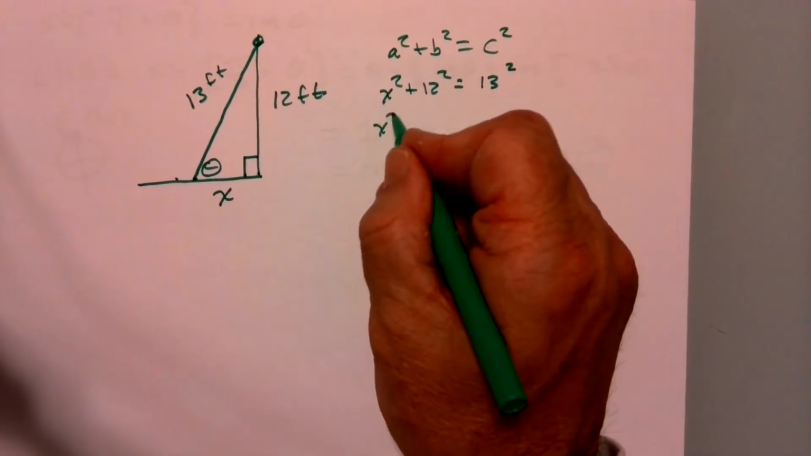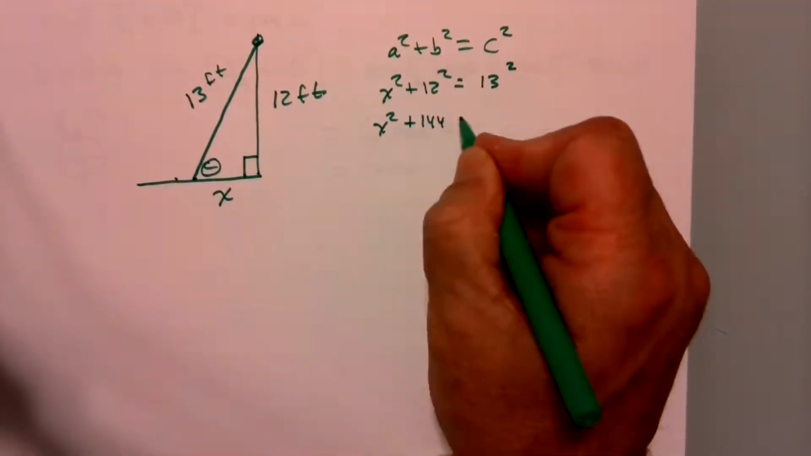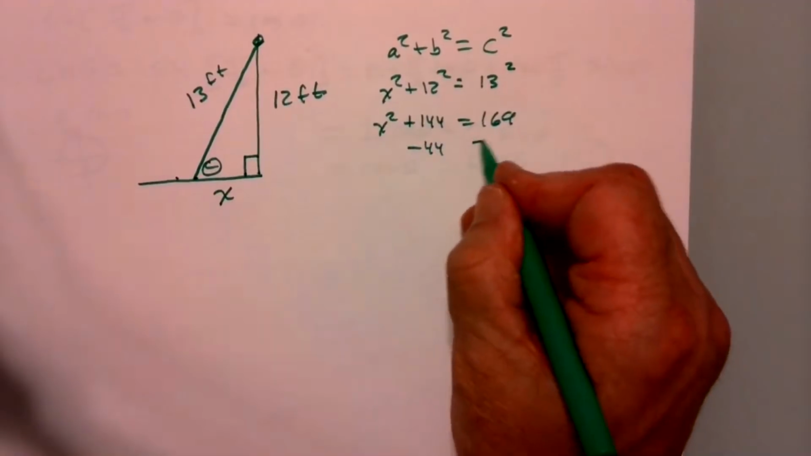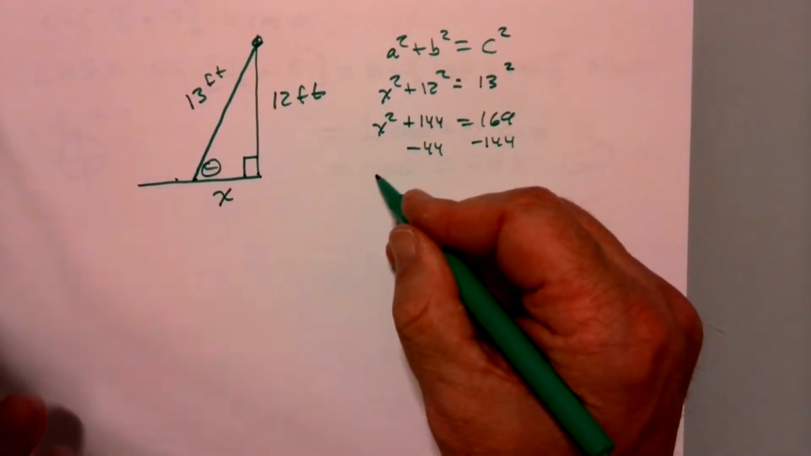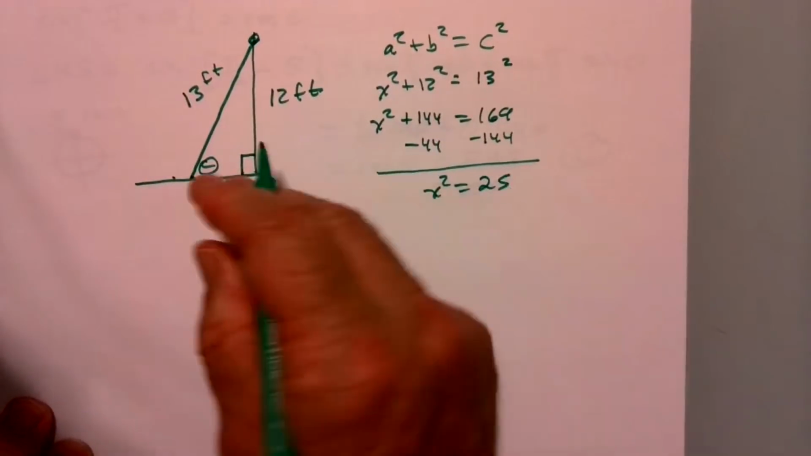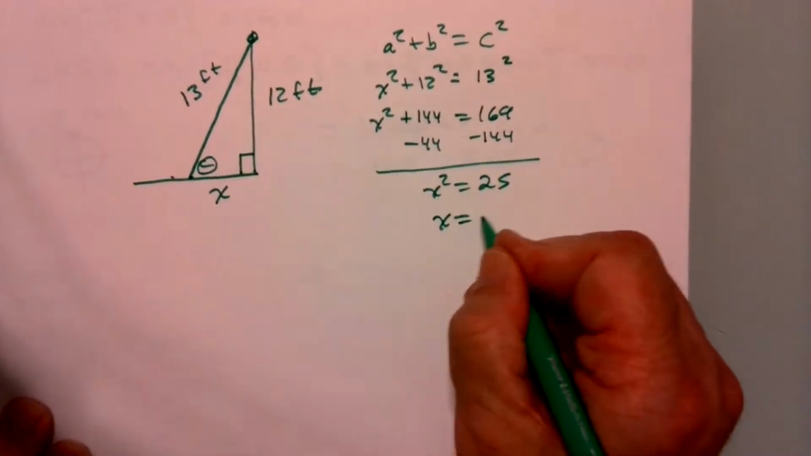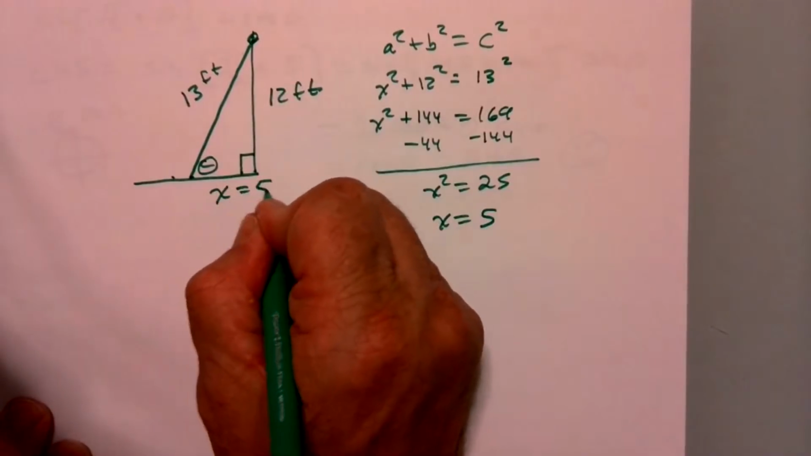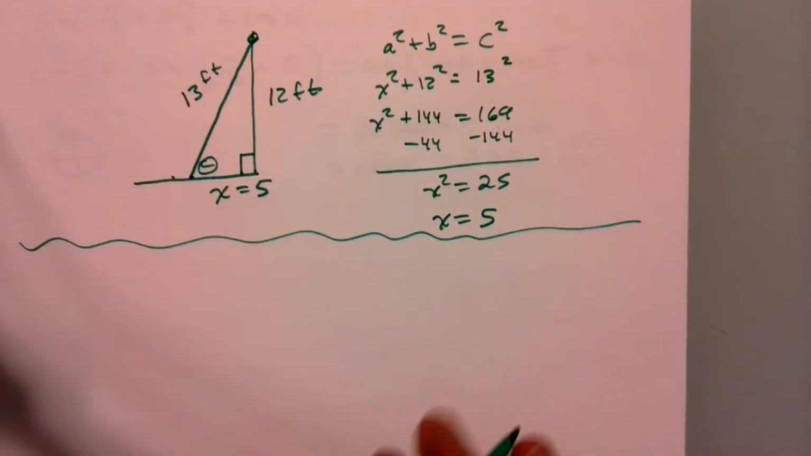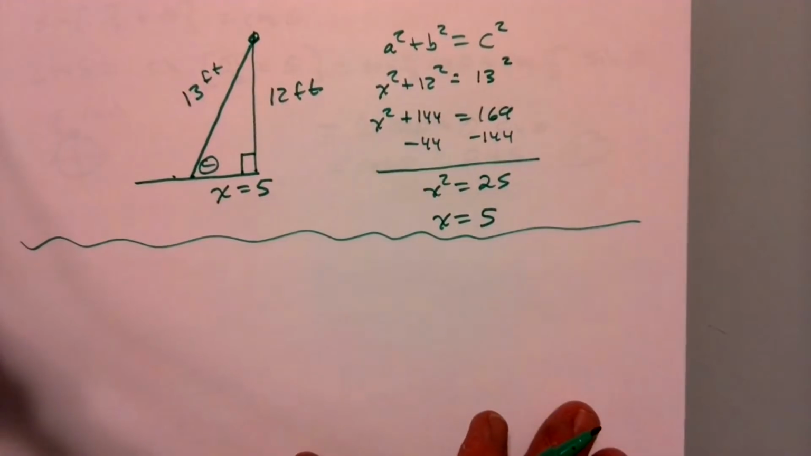So x squared plus 144 is 169, subtracting 144 from both sides. X squared is 25, so x is plus or minus 5. But of course, it's a distance. It has to be positive. So x is 5. So we get that distance from the wall. And you may have memorized that 5, 12, 13 is a Pythagorean triple.